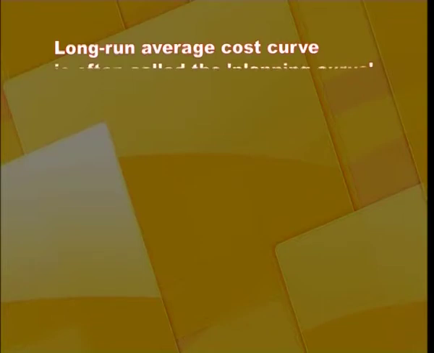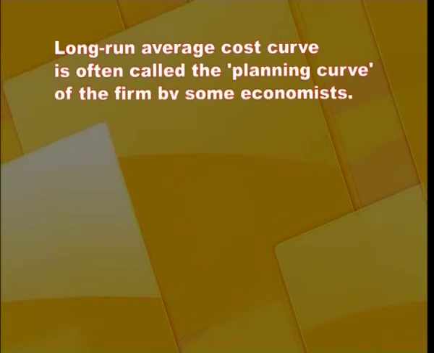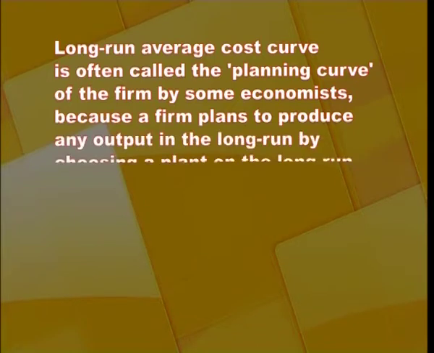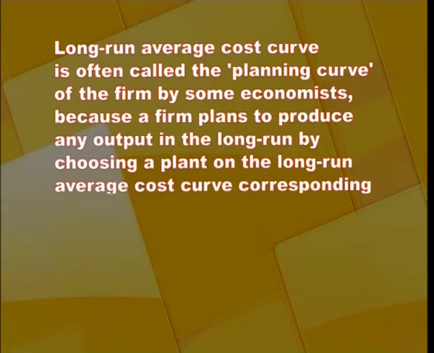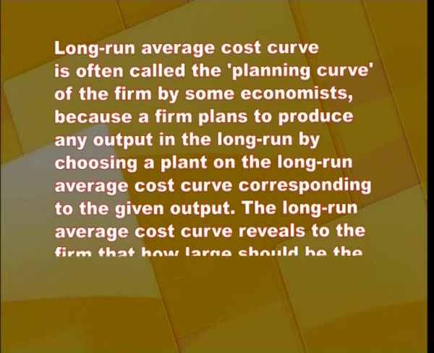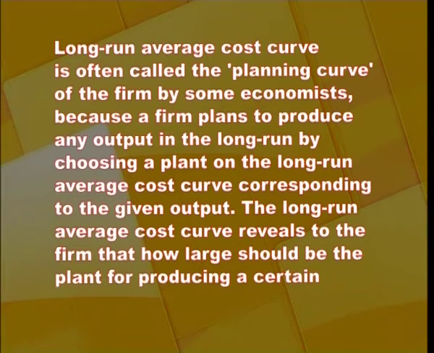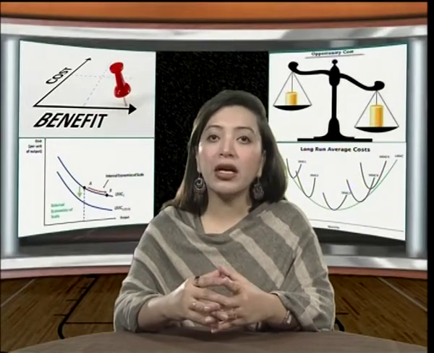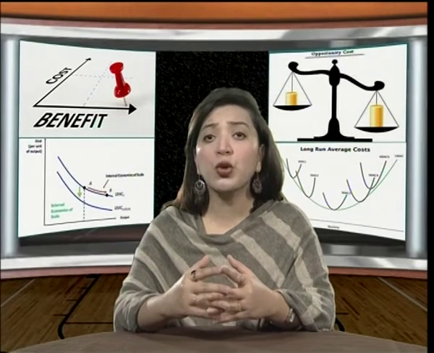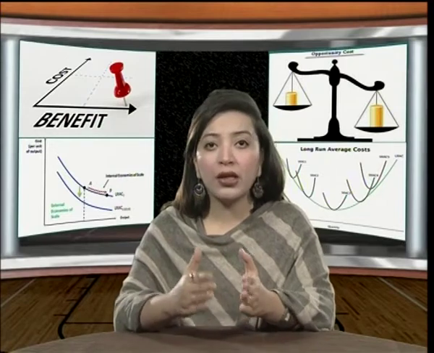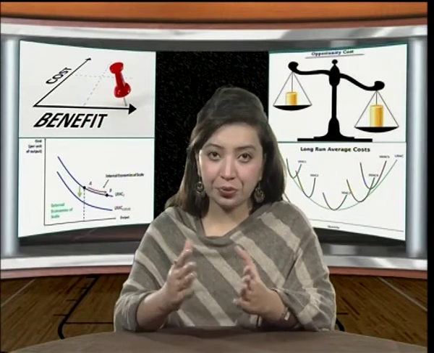Long-run average cost curve is often called the planning curve of the firm by some economists, because a firm plans to produce any output in the long run by choosing a plant on the long-run average cost curve corresponding to the given output. The long-run average cost curve reveals to the firm how large the plant should be for producing a certain output at the least possible cost. Thus, while making a decision regarding the choice of a plant, the firm has to look at its long-run average cost curve enveloping a family of plants or short-run average cost curves.